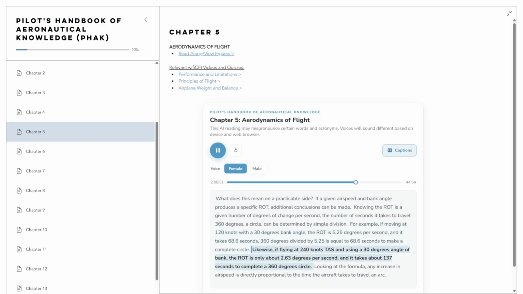Likewise, if flying at 240 knots TAS and using a 30 degree angle of bank, the ROT is only about 2.63 degrees per second, and it takes about 137 seconds to complete a 360 degree circle. Looking at the formula, any increase in airspeed is directly proportional to the time the aircraft takes to travel an arc. What does this mean on a practical side?